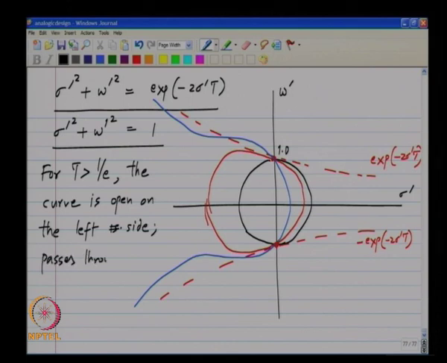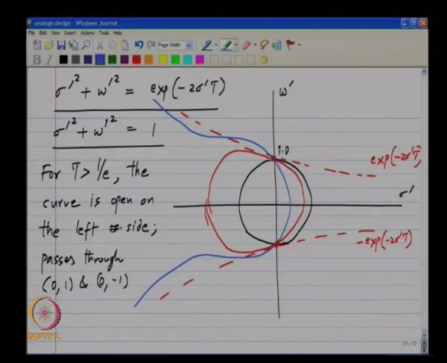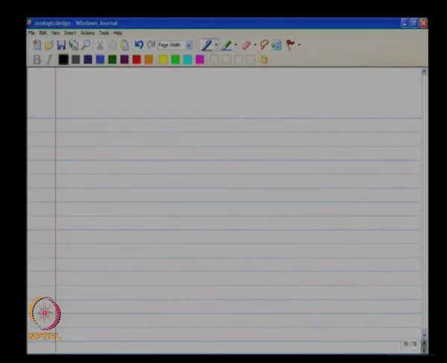And it passes through 0, 1 and 0, minus 1. Okay. This is true for all the curves. So, this gives us an idea of what one of the equations looks like. What we need to do is to plot the other equation and superimpose it on this graph and see what the simultaneous solution looks like. Okay. Let us now consider the second equation.